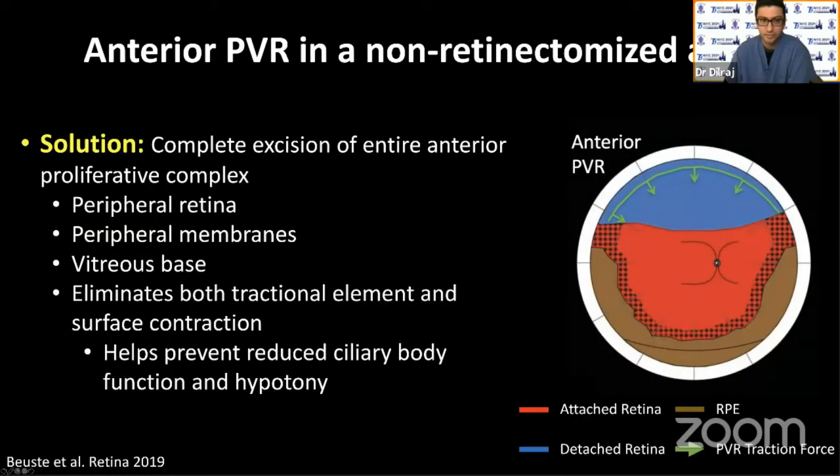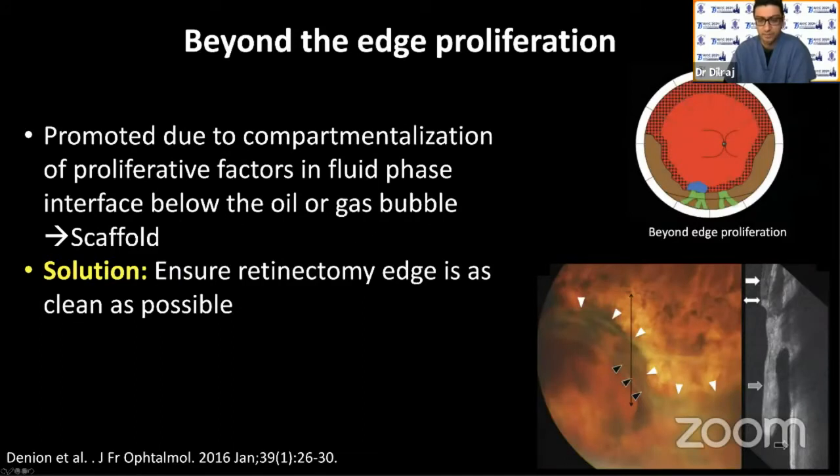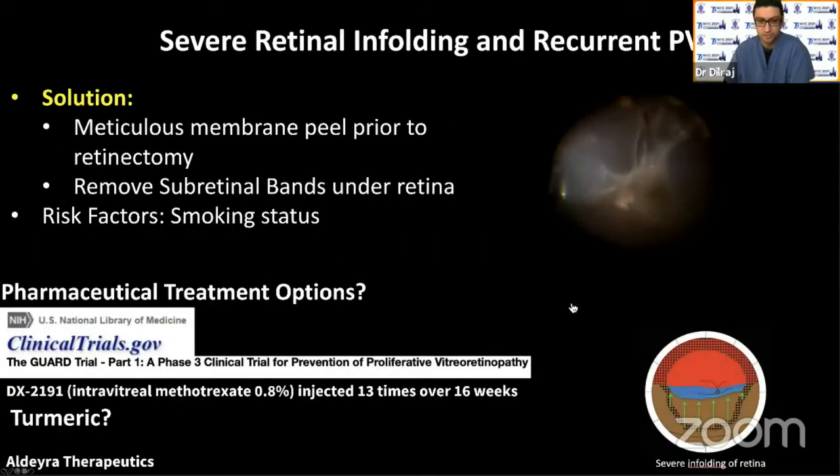For anterior PVR, you need to excise completely the anterior proliferative complex. I prefer excision over applying laser to that residual area. It does remove the tractional element and remove surface contraction. In cases where there are IOLs or there is a residual capsule, you may want to remove that as well. For beyond the edge proliferation, again, it's important to ensure that the retinectomy edge is as clean as possible. Then this is thought to result because of all the growth factors that are sequestering the fluid phase.